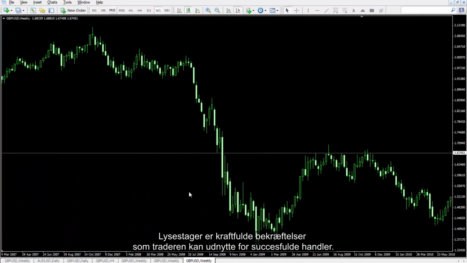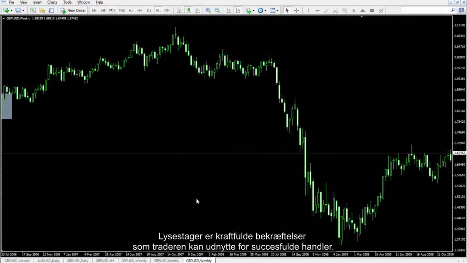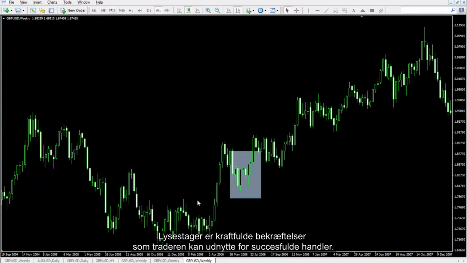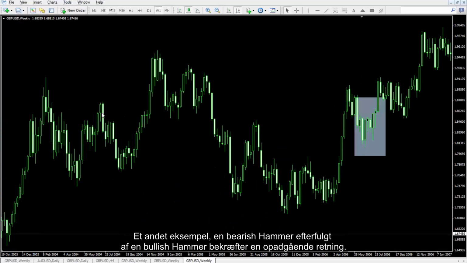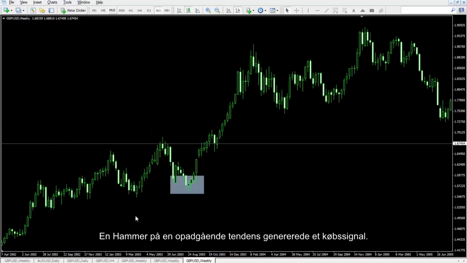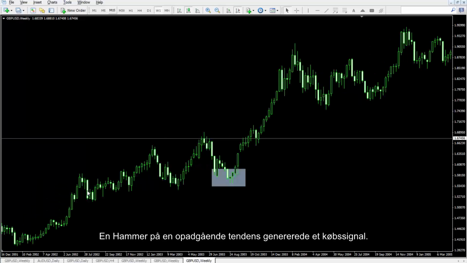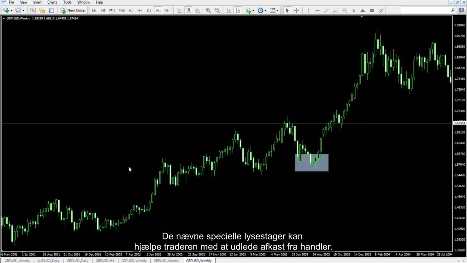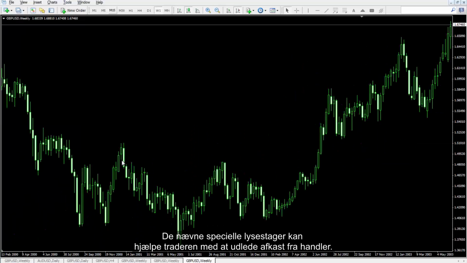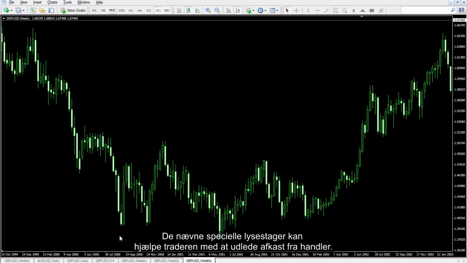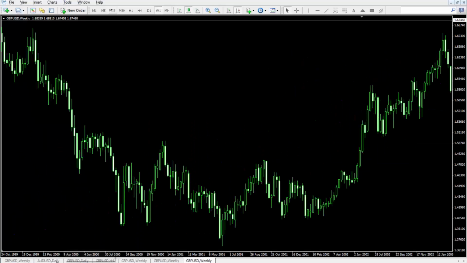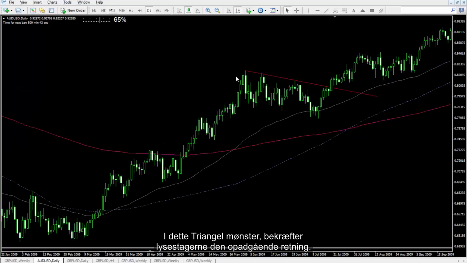Candles are powerful confirmations that a trader can exploit for successful trades. Another example, a bearish hammer followed by a bullish hammer confirmed an upward direction. A hammer on an upward trend generated a buy signal. The mentioned special candles can assist a trader to derive profit from trades. In this triangle pattern, candles confirm the upward direction.